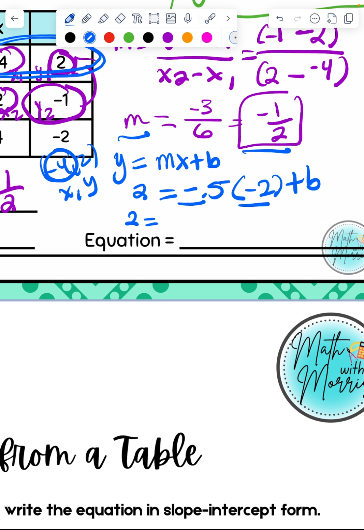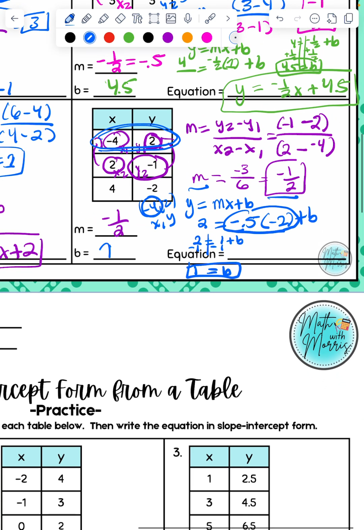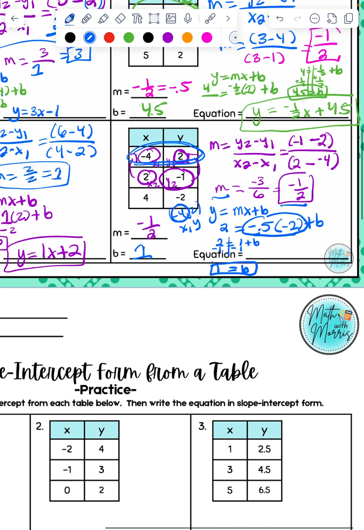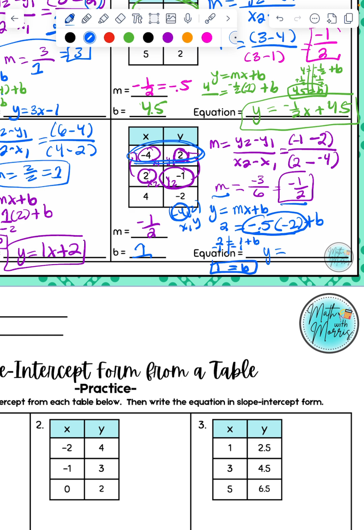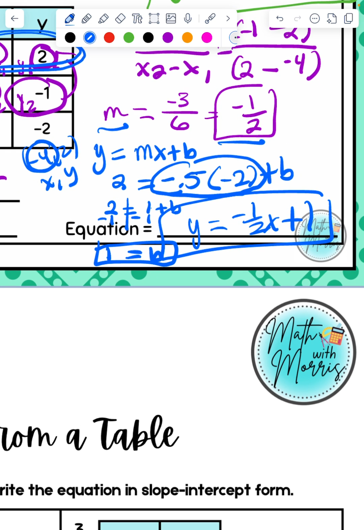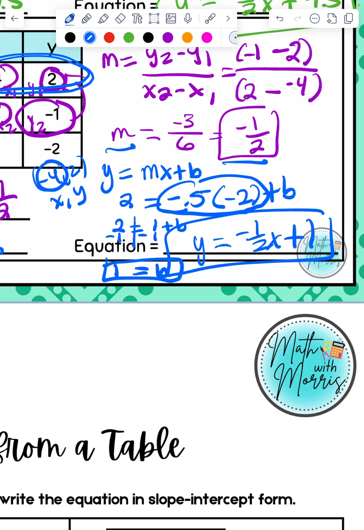So 2 equals 1 plus my y-intercept. So I have to take away 1 from both sides, and I get my y-intercept is equal to +1, okay? Because I know -0.5 times -2 is +1, and then to get that away from b, the opposite is subtracting. So that means my y-intercept is 1. So my equation of my line is y equals -1/2 x plus 1, okay? Give it a minute to make sure everybody has that written.